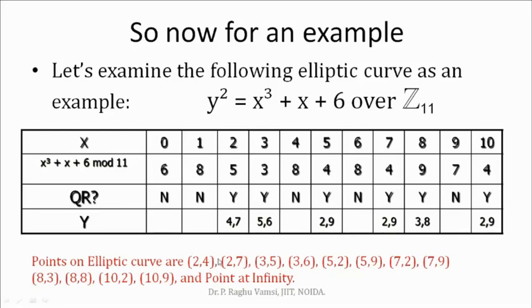2 comma 7 is another point. Like that, 3 comma 5, 3 comma 6, 5 comma 2, 5 comma 9, 7 comma 2, 7 comma 9, 8 comma 3 and 8 comma 8, 10 comma 2 and 10 comma 9. So these are the points that will be generated. You look at here with the prime number as 11, how many points were generated? 1, 2, 3, 4, 5, 6, 7, 8, 9, 10, 11, 12. Around 12 points were generated.